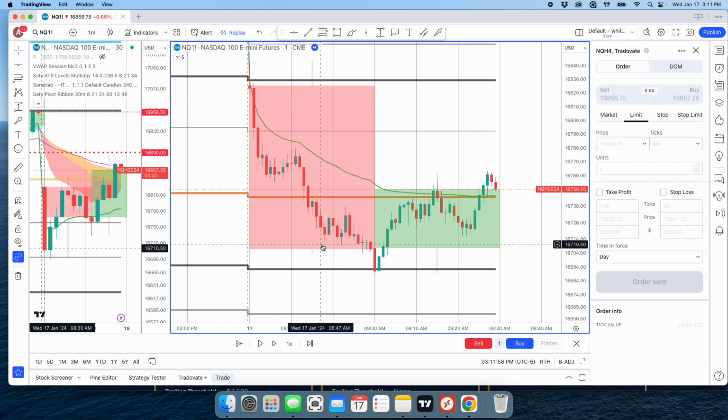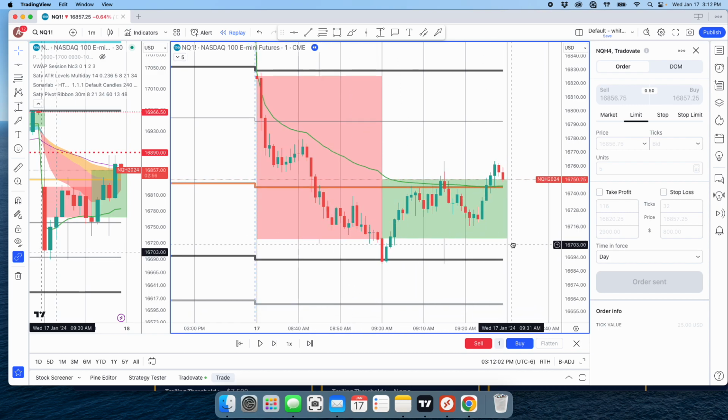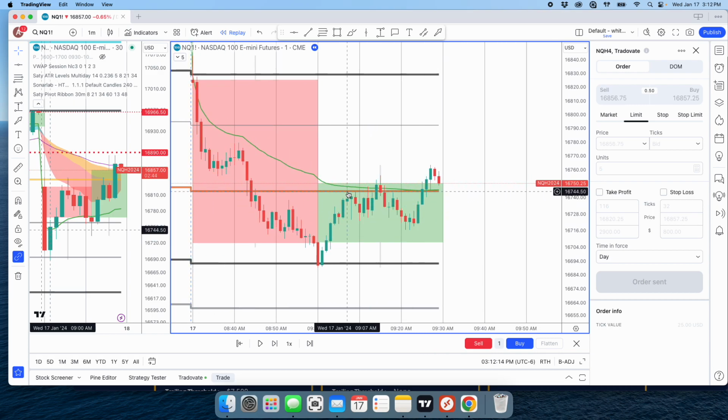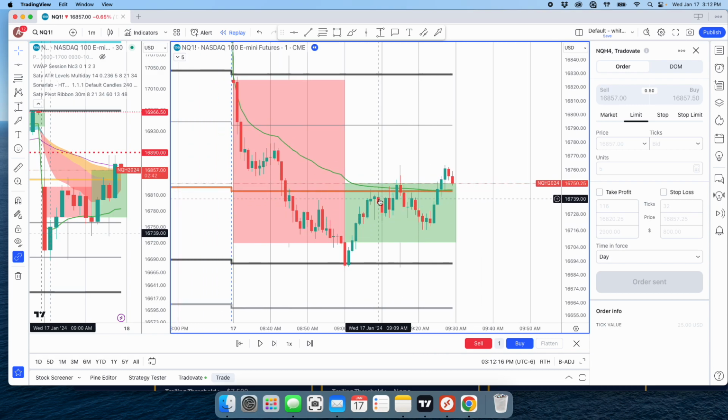So you could have just waited for the next TPO and played with the rules. The rule states: are you above or below going into the next TPO? So this is the 9 o'clock candle. And so you go long. Once you hit here, you go short.